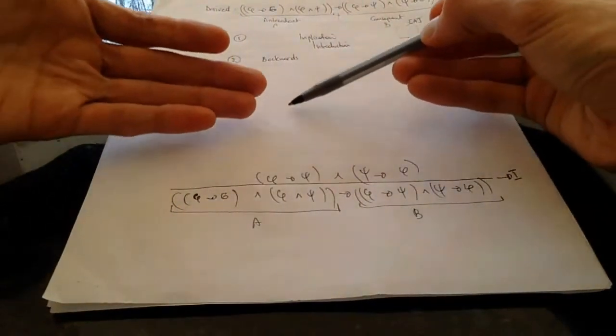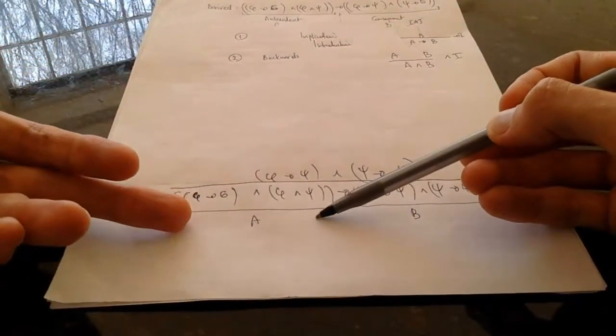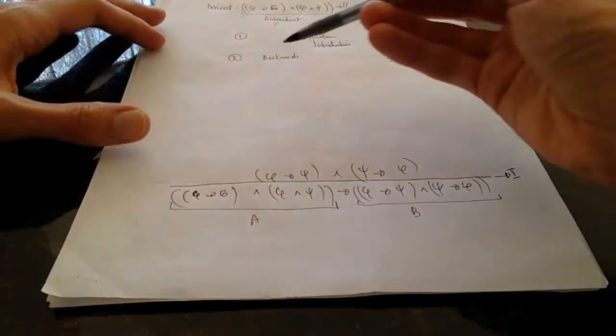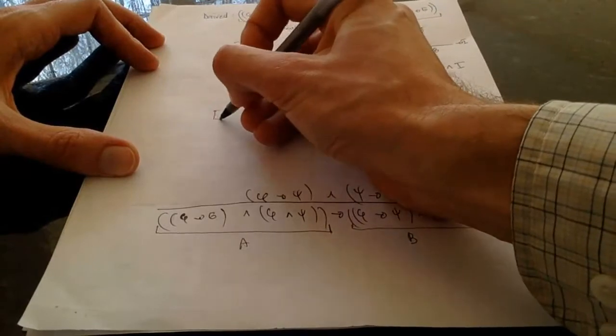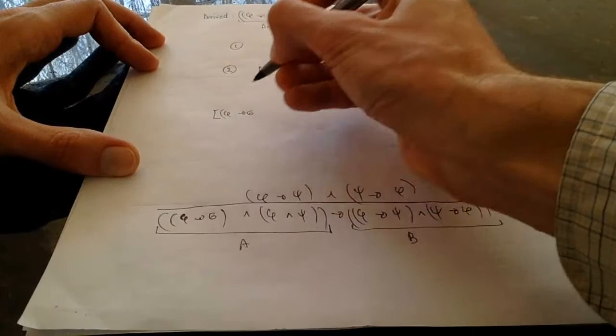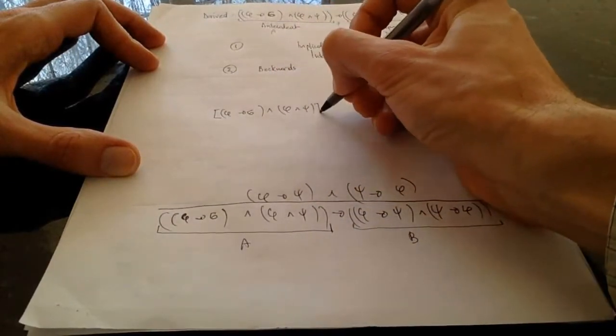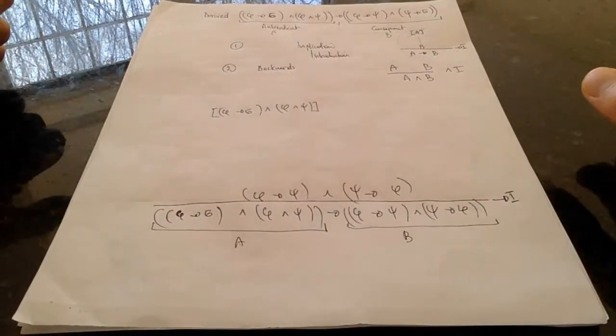So this is my A, and so I should write this as an assumption up here somewhere. I don't know what's going to happen here. I don't know how I'm going to get to this, but I know that I would need to start from that assumption in some way. So I'm going to write it up here: phi implies sigma and phi and psi. So this is my assumption.